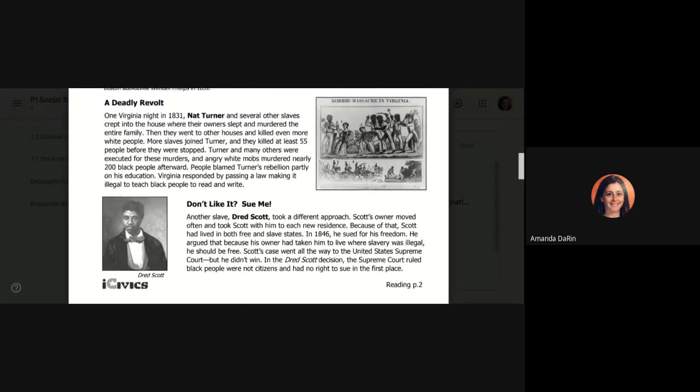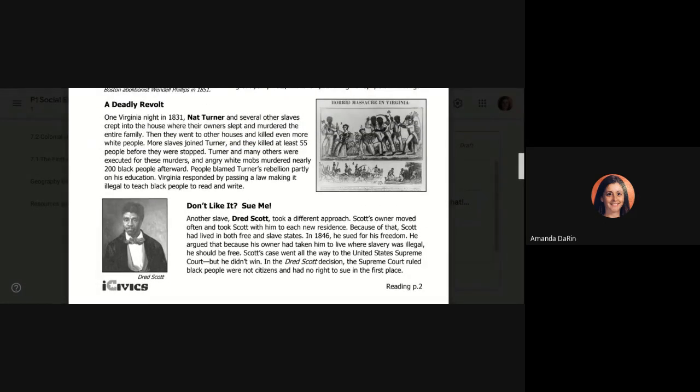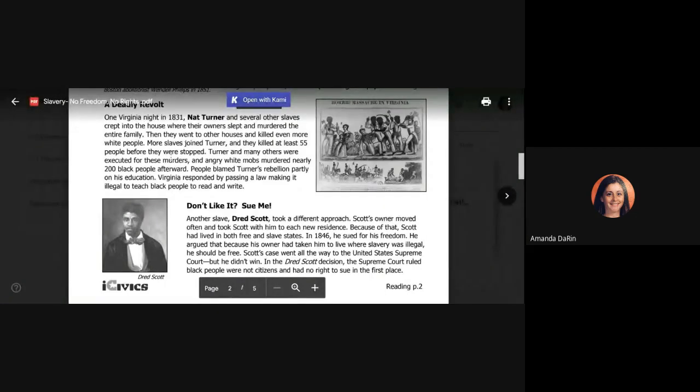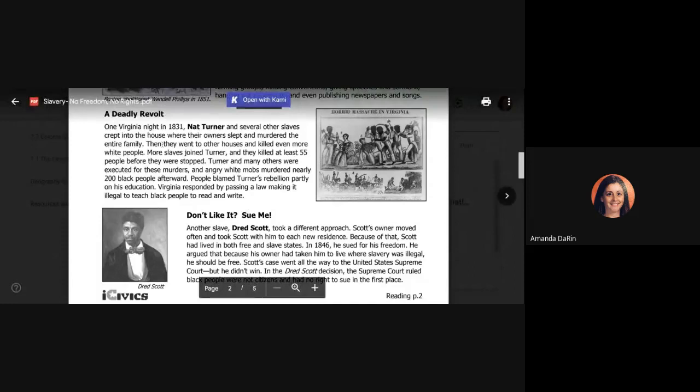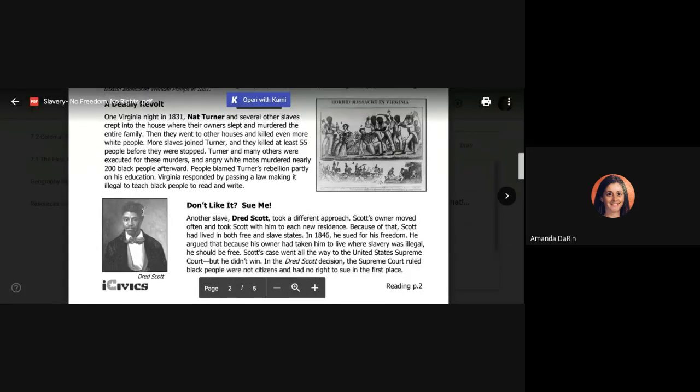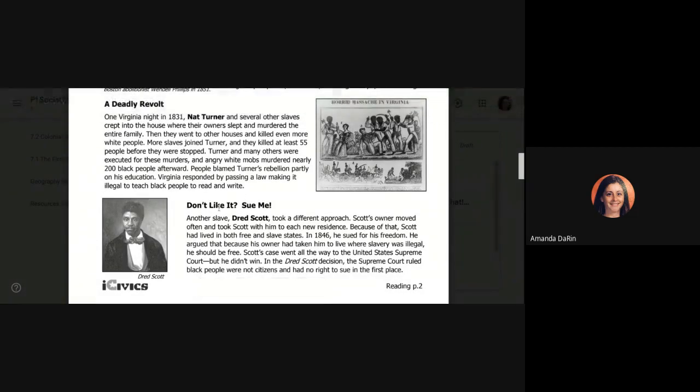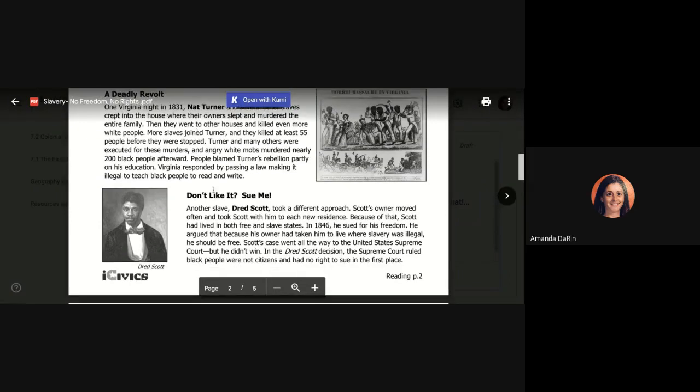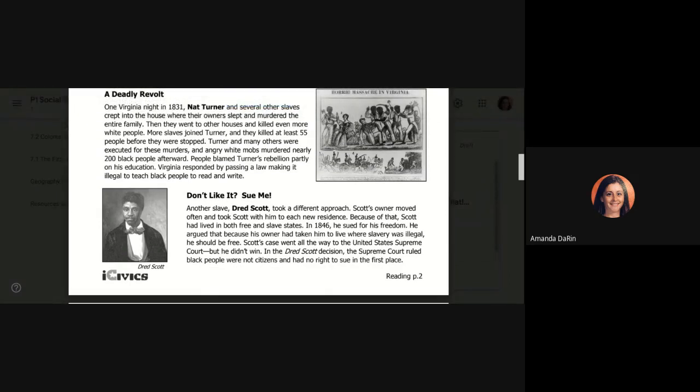So we're seeing different approaches to slaves standing up to slavery. We see riots, so a more violent approach, like Nat Turner, obviously, and then we see people like Dred Scott who took an approach of trying to stand up for his rights in a more, obviously, non-violent, more diplomatic way or approach.